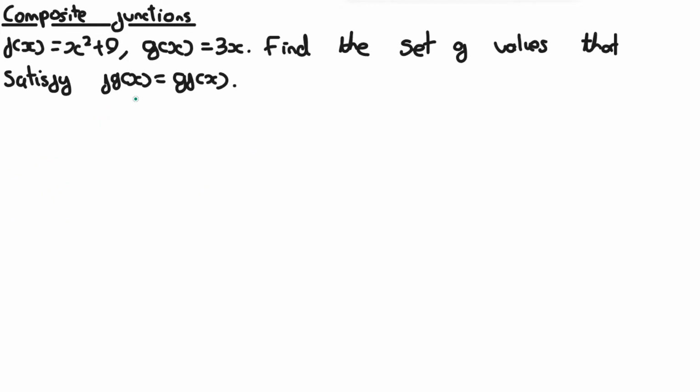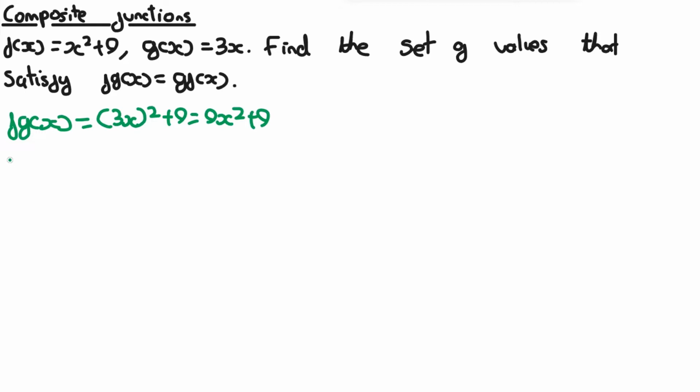So here's another quite typical exam question. I've seen this before where they want you to equal fg of x to gf of x and then solve the equation. So first of all, we need to find fg of x and gf of x. So fg of x will be equal to, so for fg of x, replace every single value of x in f of x with g of x. So x squared plus 9 is going to become 3x squared plus 9, which is going to be equal to 9x squared plus 9. So that's fg of x, and then gf of x is going to be 3x here, but replace every single value of x with x squared plus 9.